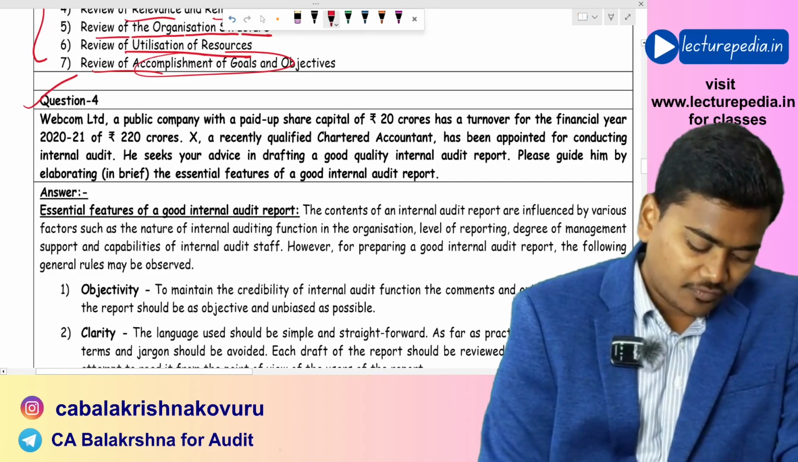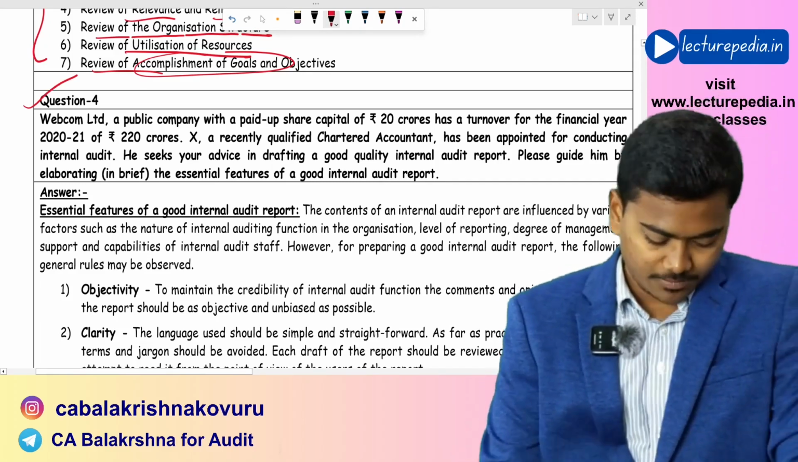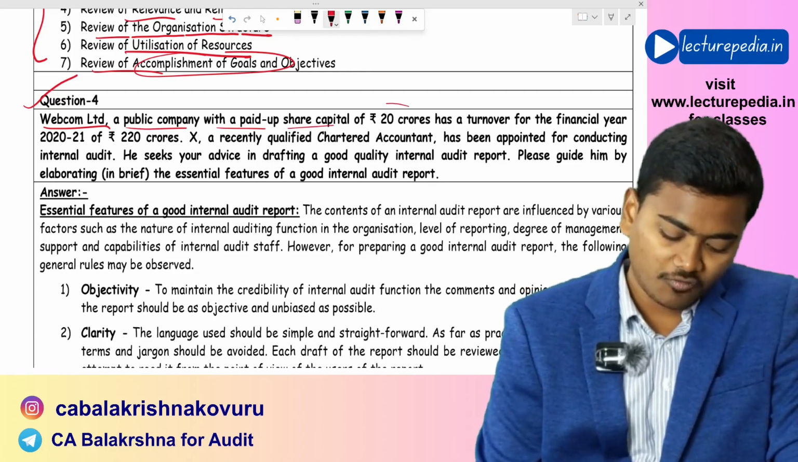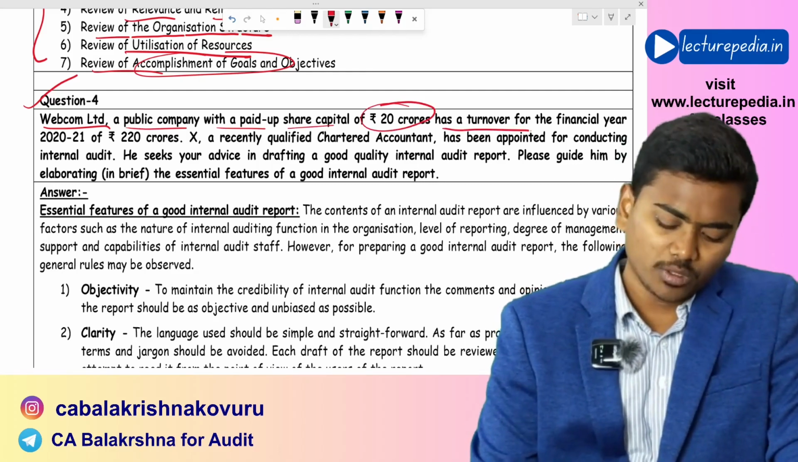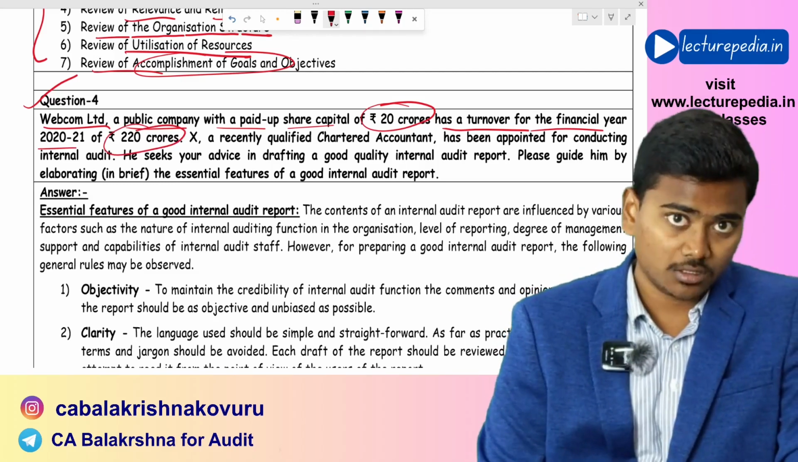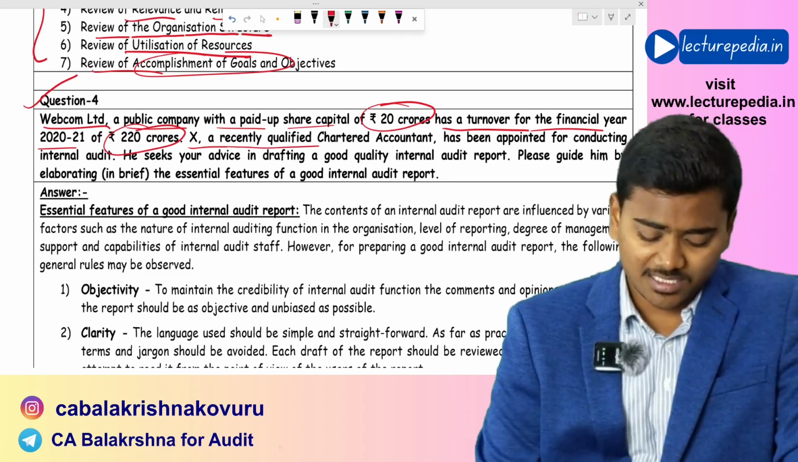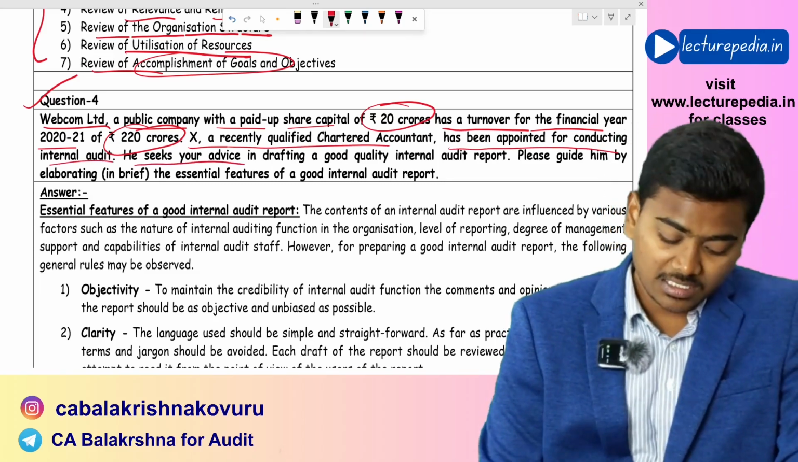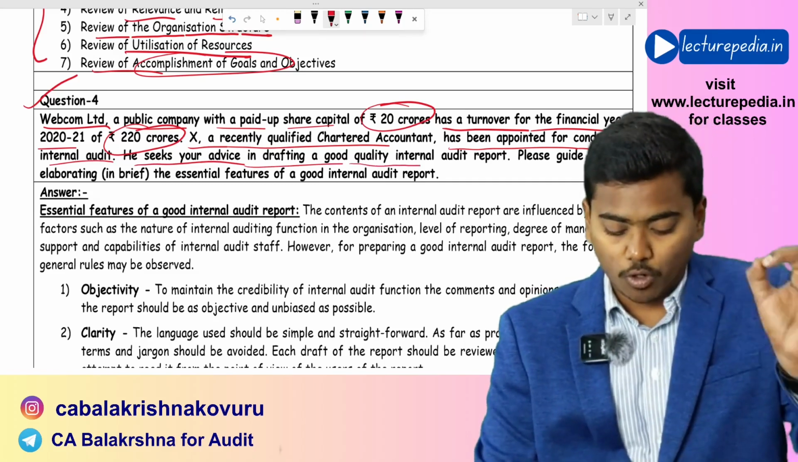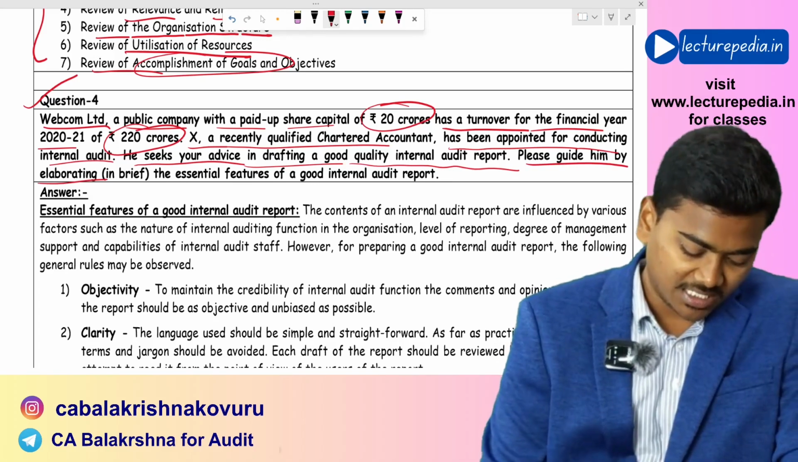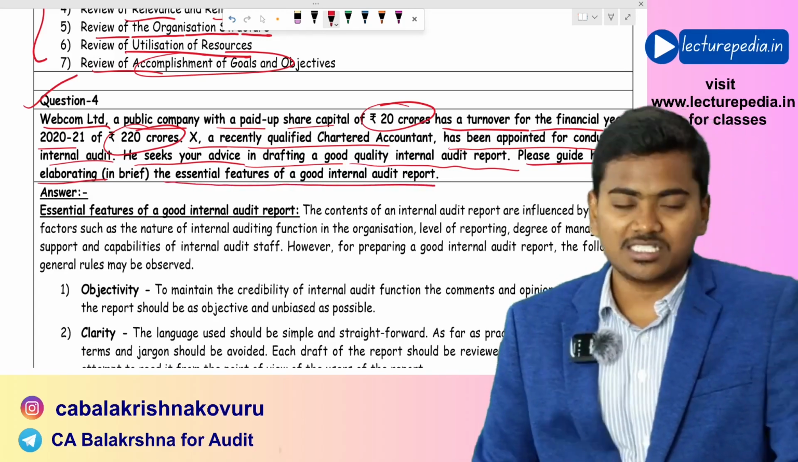Next, you can consider this fourth question as a general question. Webcom Limited, a public company with paid up share capital of 20 crores, has a turnover for the financial year 2021 of 220 crores, exceeding 200 crores. A recently qualified chartered accountant has been appointed for conducting internal audit. He seeks your advice in drafting a good quality internal audit report. Please guide him by elaborating the essential features of a good internal audit report.